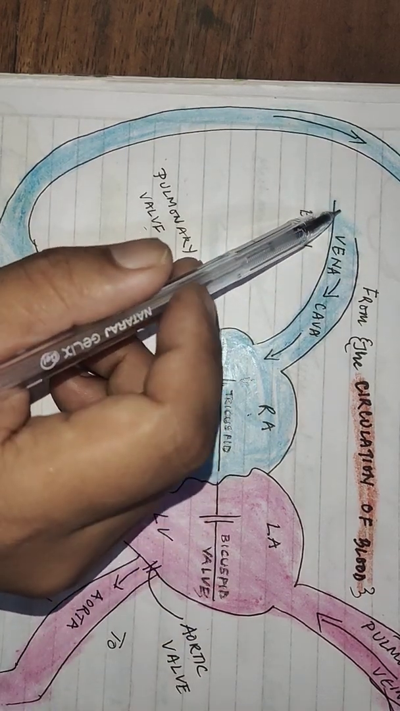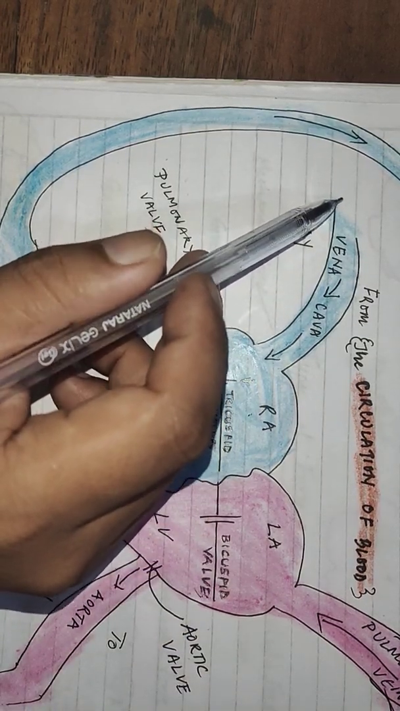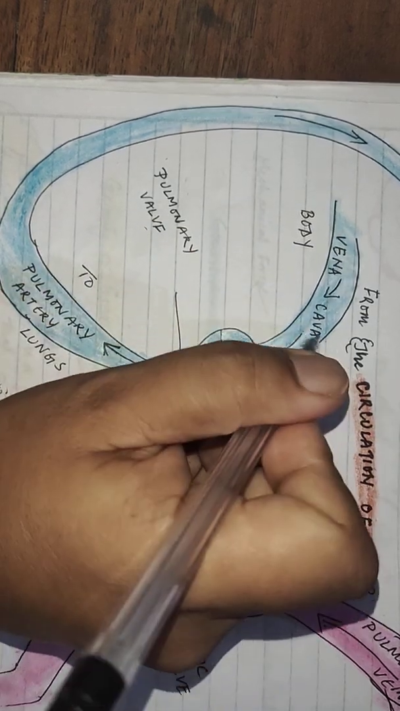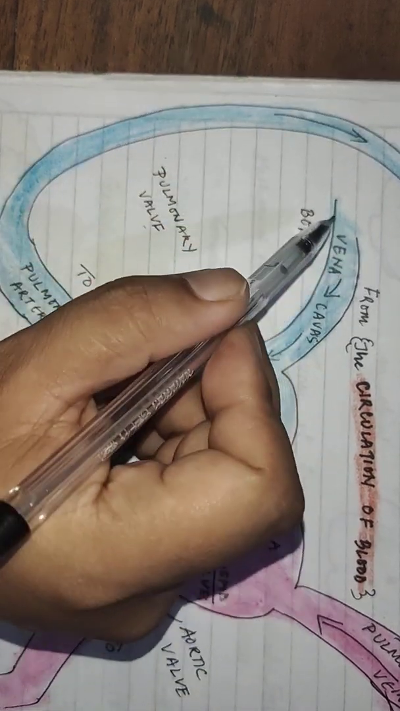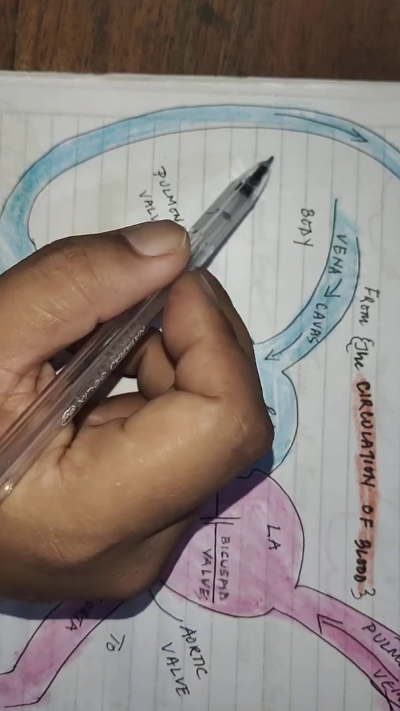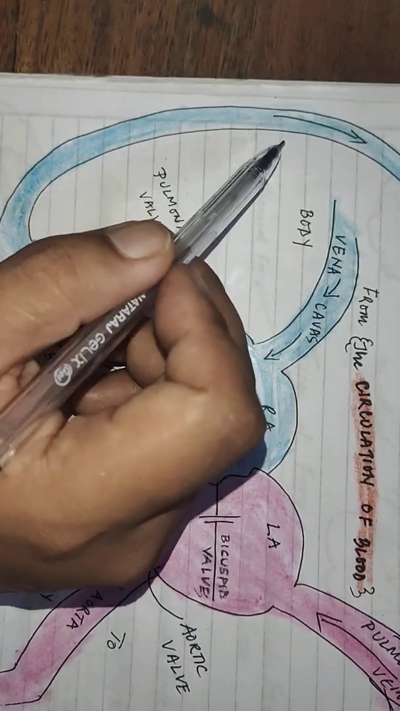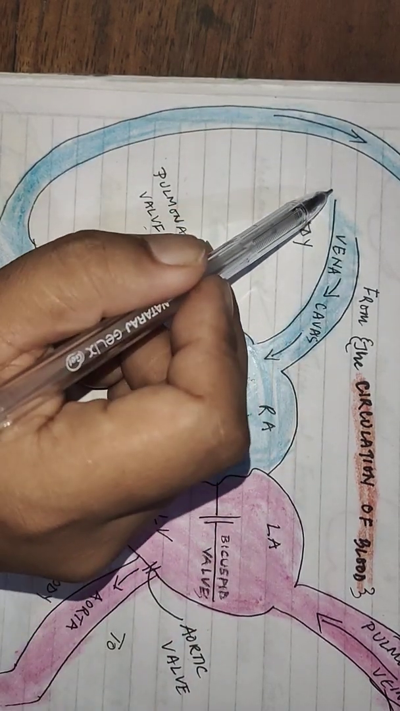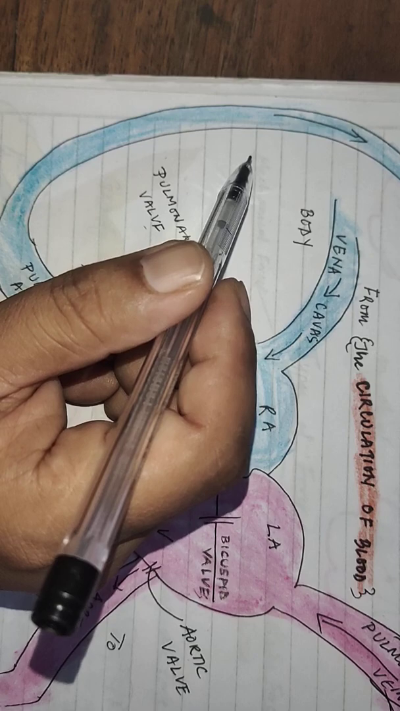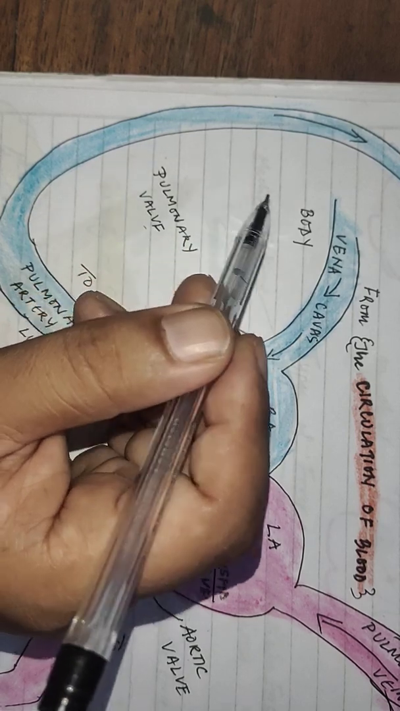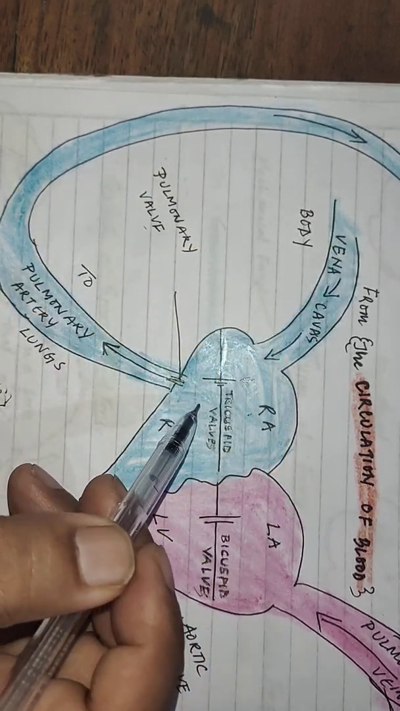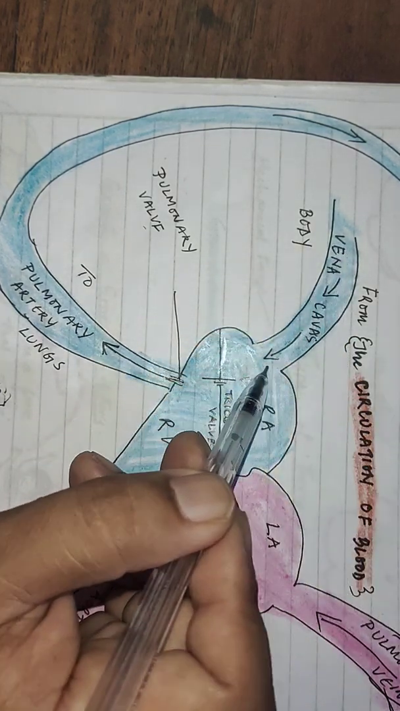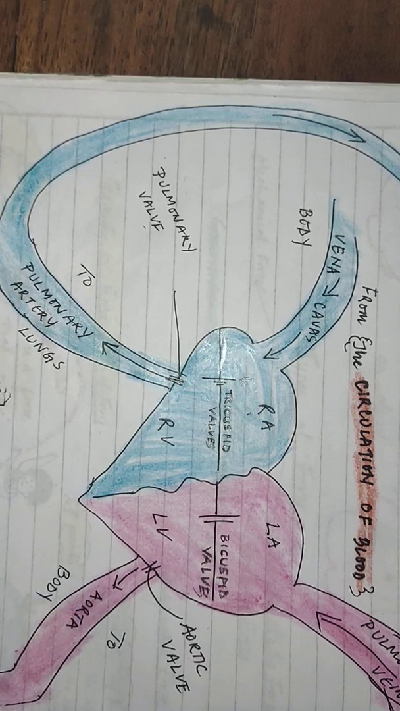The deoxygenated blood comes from the vena cavas: the anterior vena cava, which carries deoxygenated blood from the head to the heart, and the posterior vena cava, which carries deoxygenated blood from the toe to the heart. Deoxygenated blood flows into the right atrium.